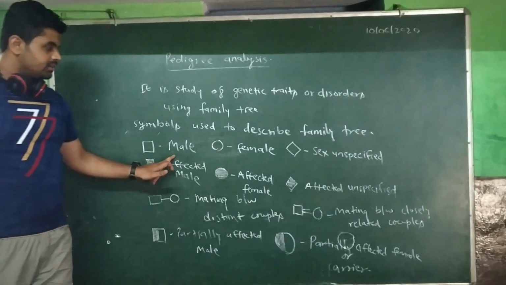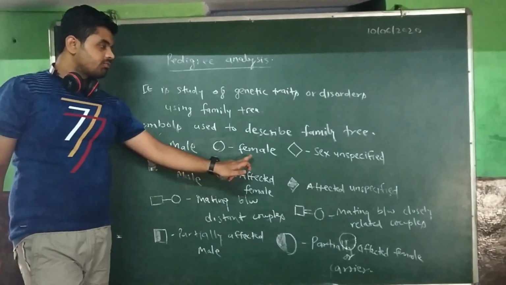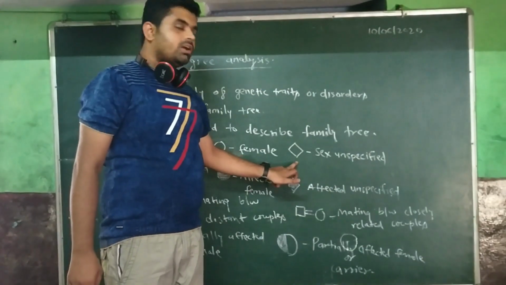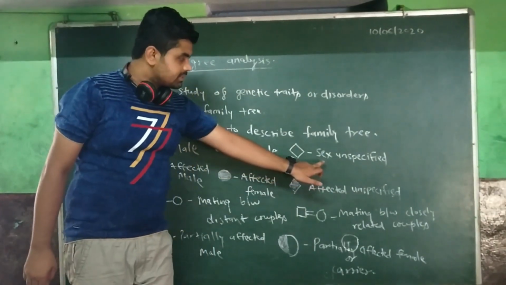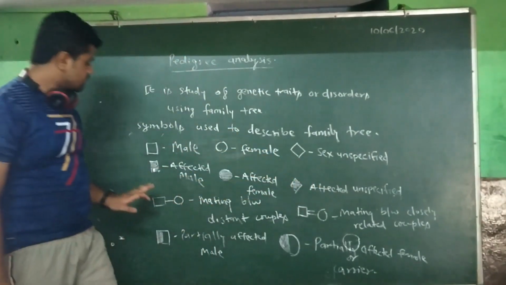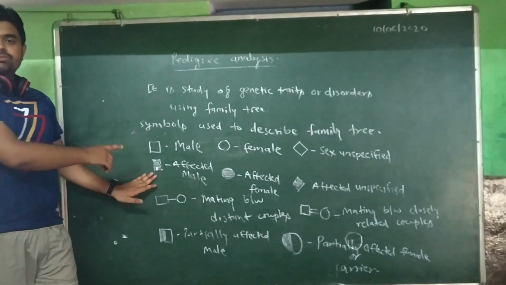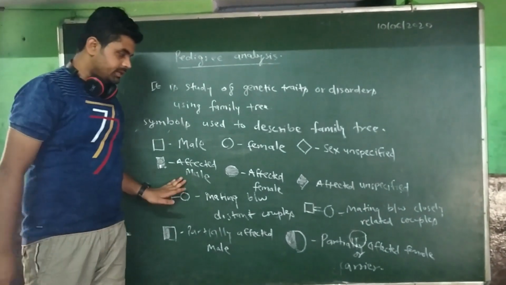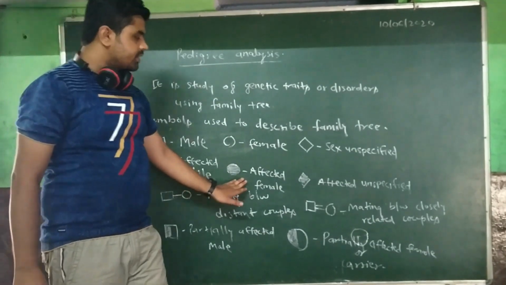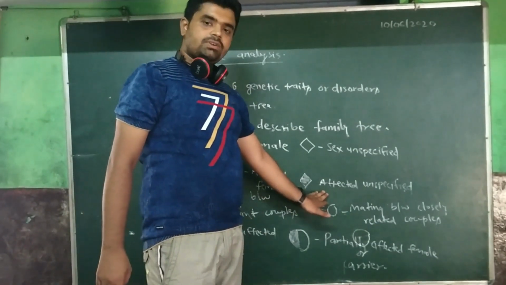Square for male, circle for female, and a square with sex unspecified. A filled square is an affected male, a filled circle is an affected female, and a filled symbol with sex unspecified is affected.